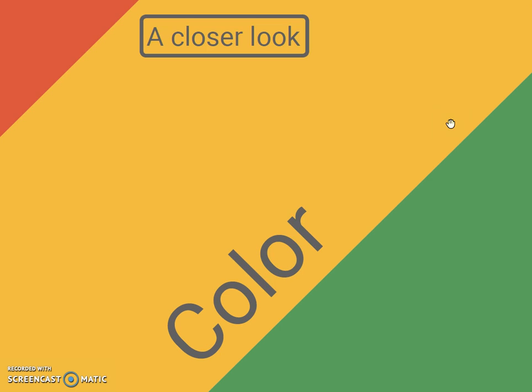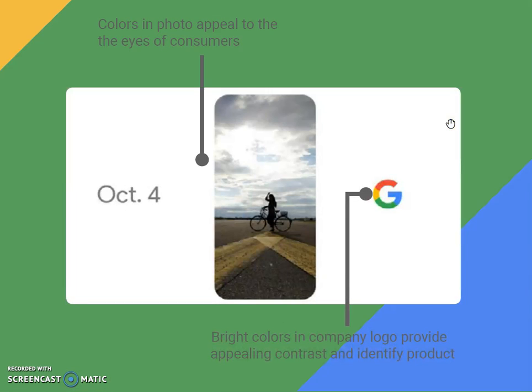Then moving into the color of the ad itself, we see that it's very simple. The only color in it, aside from the Google logo right here, is the photo in the background. There's lots and lots of white space, and this appeals to the viewers and brings the focus directly to where Google wants it to be. And the bright colors provided in the logo provide color to the overall ad, while clearly identifying the product that is being advertised.